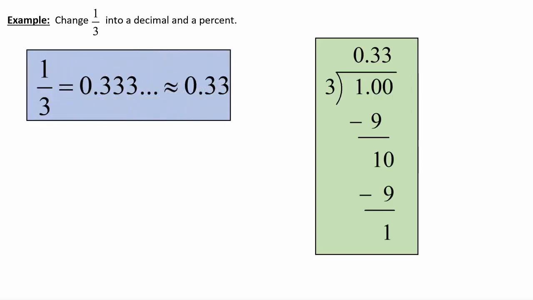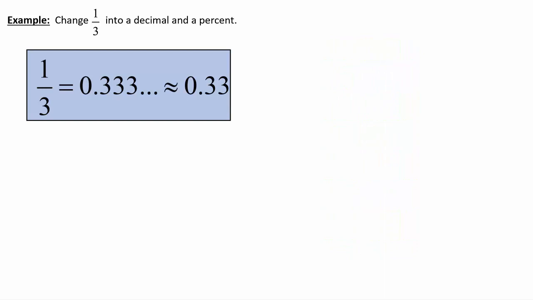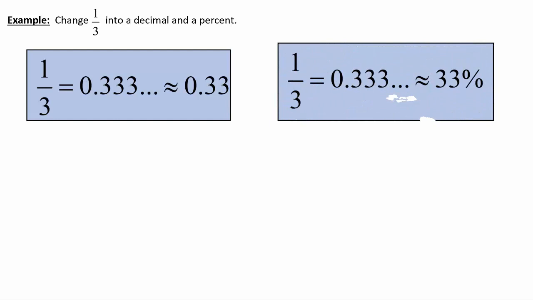So we get 0.33333. Let's just round that to 0.33. We'll call that our decimal form. It's an approximation, but that's fine. Now for the percent. We could take the decimal form and multiply by 100, which means to move the decimal to the right 2 places. 33%. Now, since we rounded off, technically it should be 33 1/3%, but 33% is an acceptable approximation.